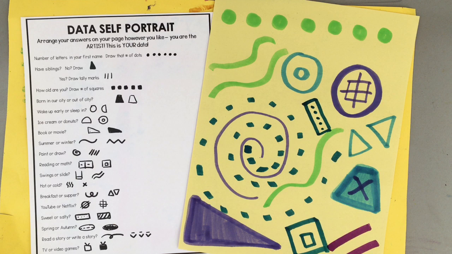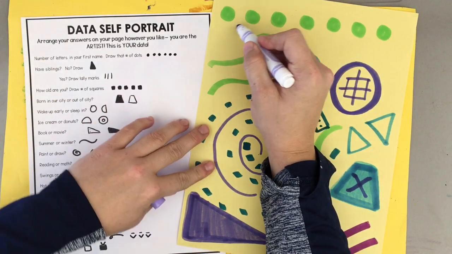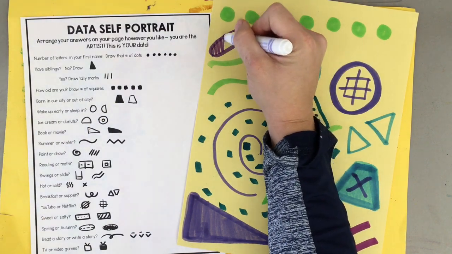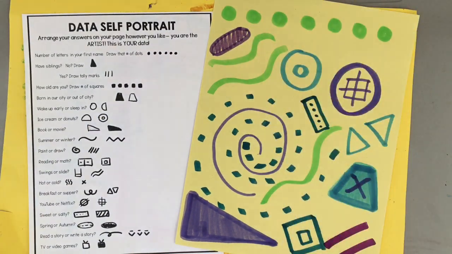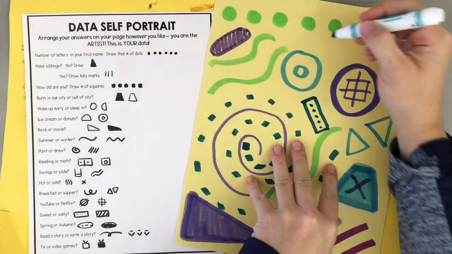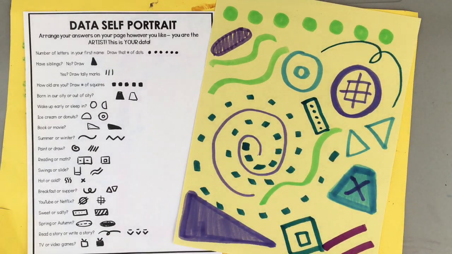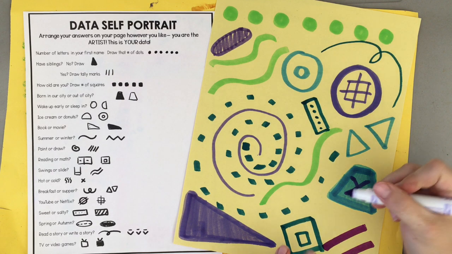Autumn or spring? That's a tough one. I guess I like pumpkin spice, so I'm gonna go with autumn. I'm gonna do that filled in oval. And then read a story or write a story. I'd rather read one. And then TV or video games. I'm a TV girl.